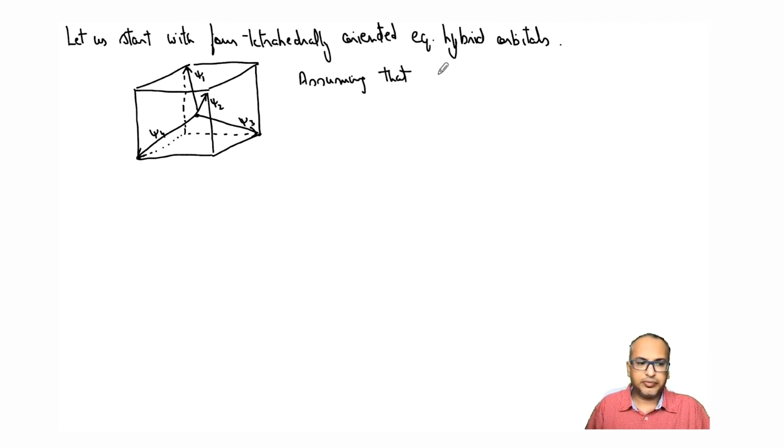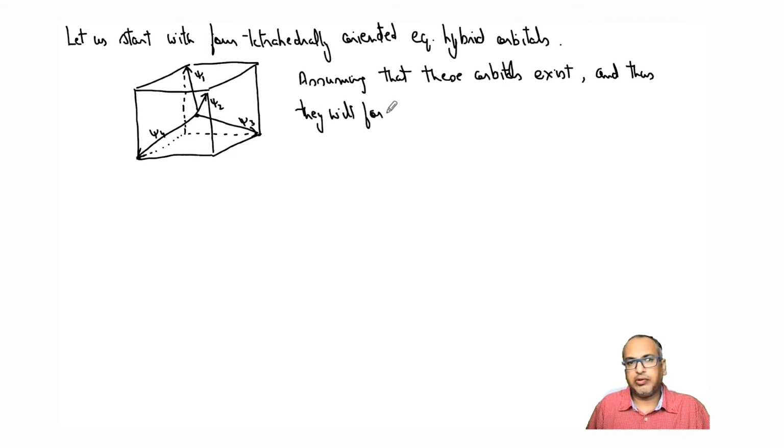Okay, so now here we are assuming that these orbitals are already existing. Orbitals exist, and thus they will form bases for a representation in Td point group, right?